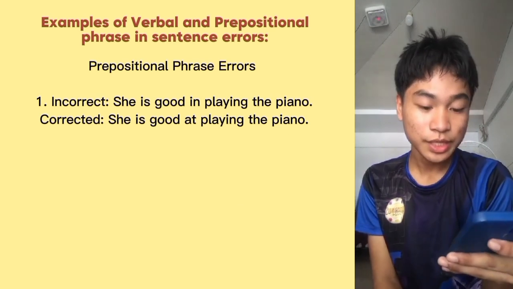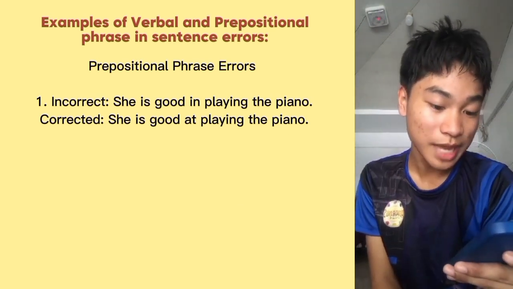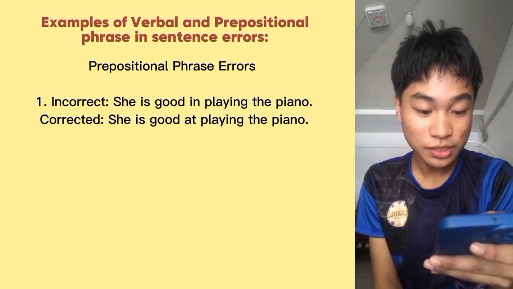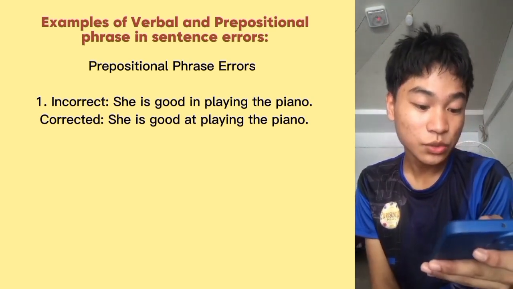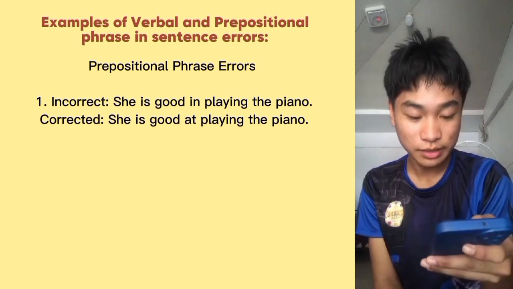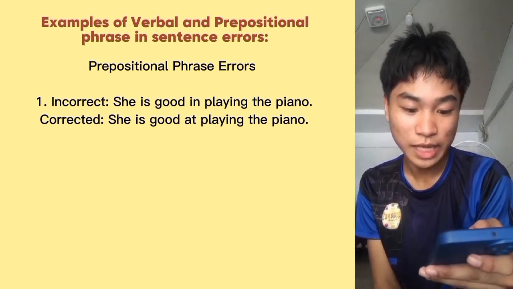Prepositional phrase error. Number 1, the phrase "she is good in playing the piano" is incorrect. The correct phrase is "she is good at playing the piano." We say someone is good at a skill, sport, or activity, not good in. For example, he is good at math or she is good at singing.